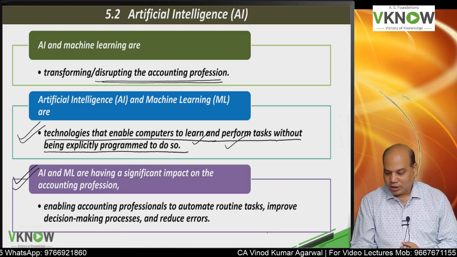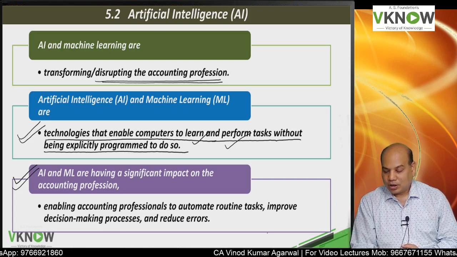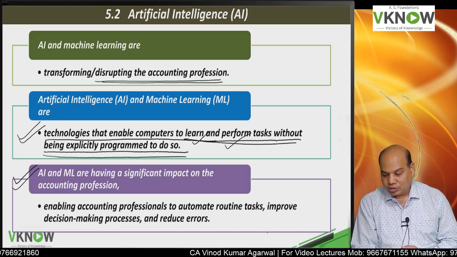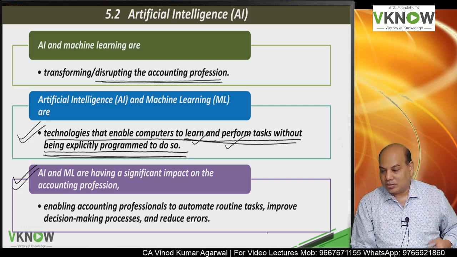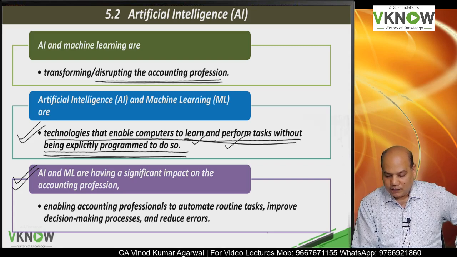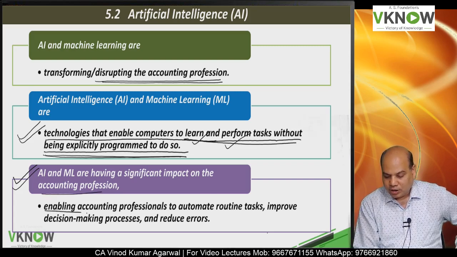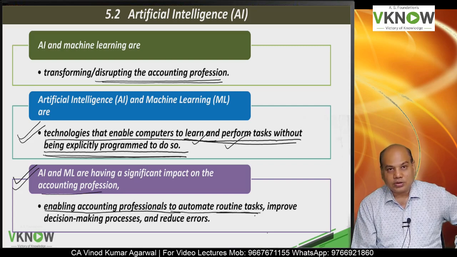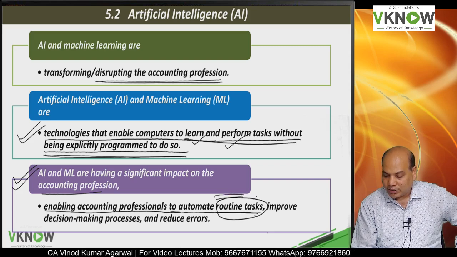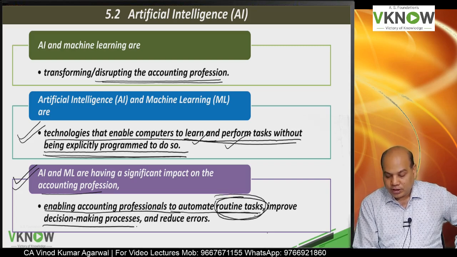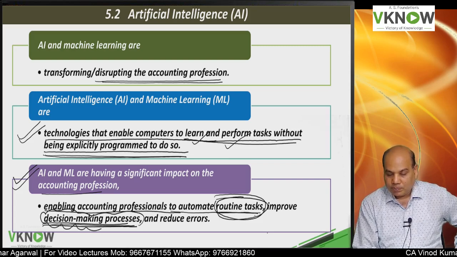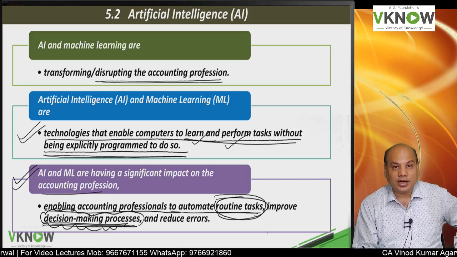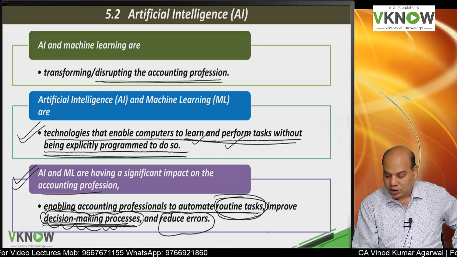Correct. So every time they write "recommended for you", as if they have done a great job, and you feel, oh, I am so important, this machine is recommending for me. AI and ML have a significant impact on the accounting profession, enabling accounting professionals to automate routine tasks. So all your routine tasks of data entry etc. can be automated, and decision making improves, because you can use artificial intelligence for decision making. You can ask for comparisons, you can ask for different kinds of analysis, and of course it will help you in reducing errors.